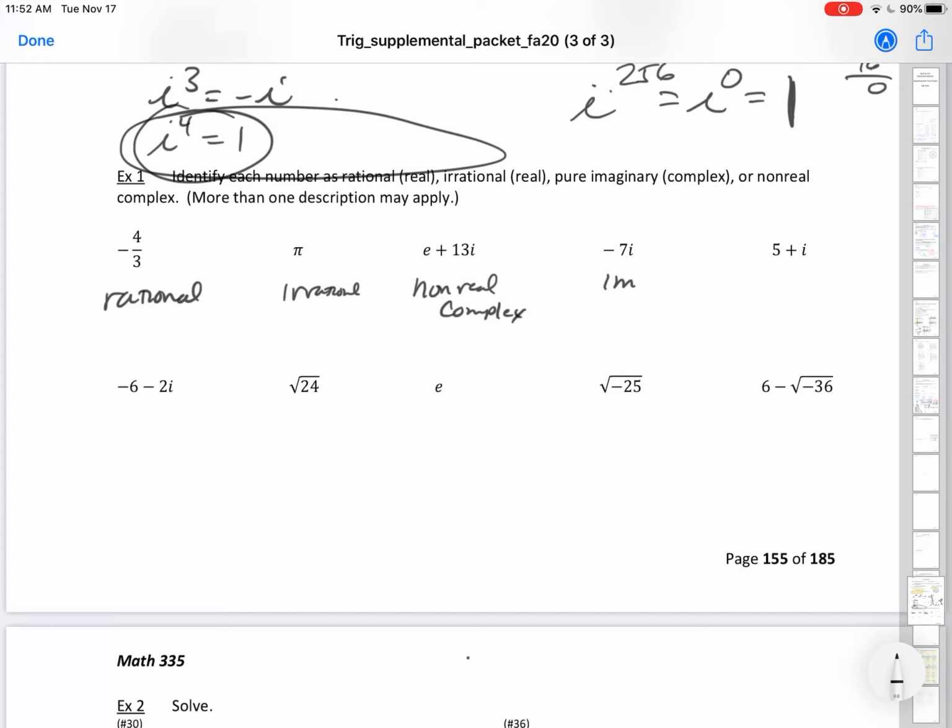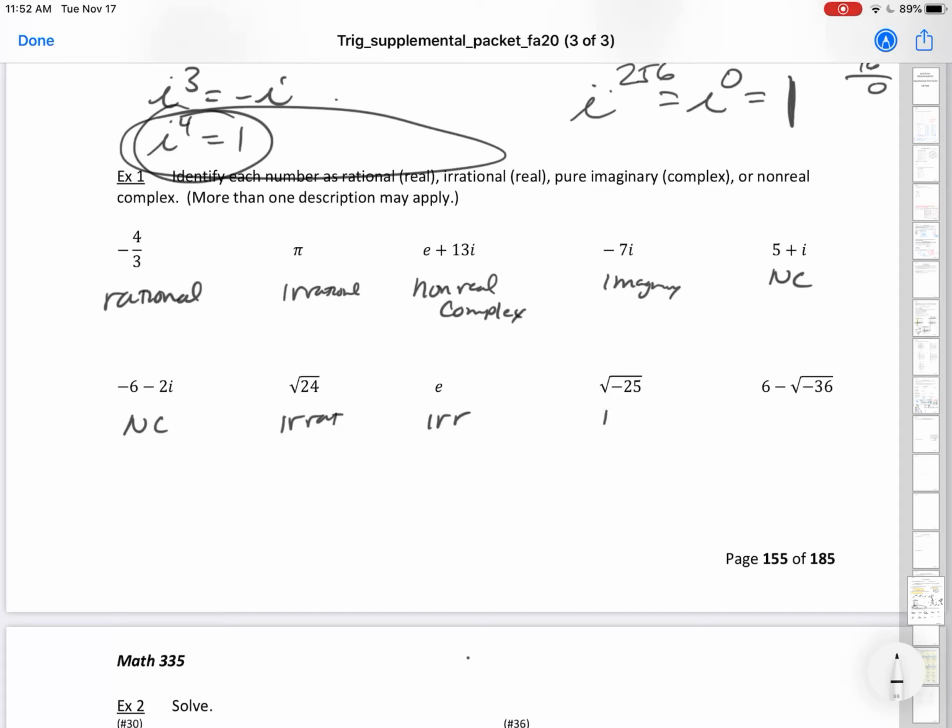This is purely imaginary, has no real part. This is the non-real complex. I'll do NC. This is also the non-real complex. Okay, because it's not a real number, because it's got that i. The reason they're saying non-real complex is because the complex number system contains the reals. Like negative 4/3 is in there, which is real. Pi, which is in there, is real. Square root of 24 is not a perfect square, so it's irrational. It's real and irrational.